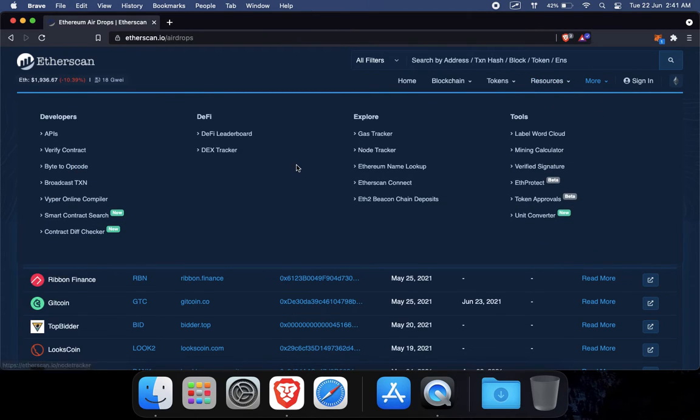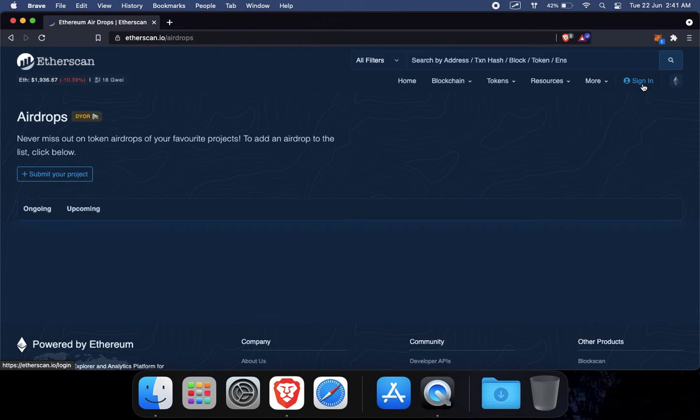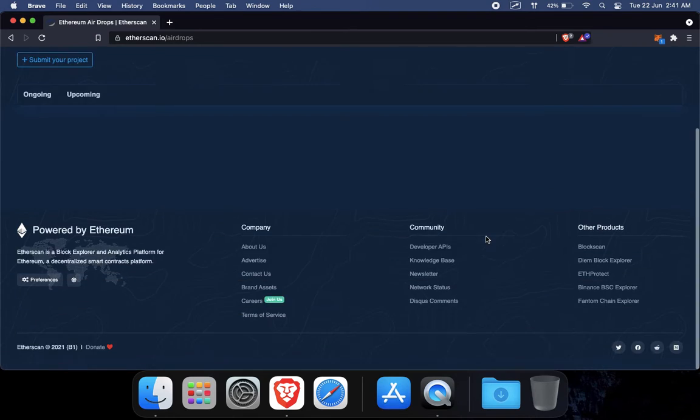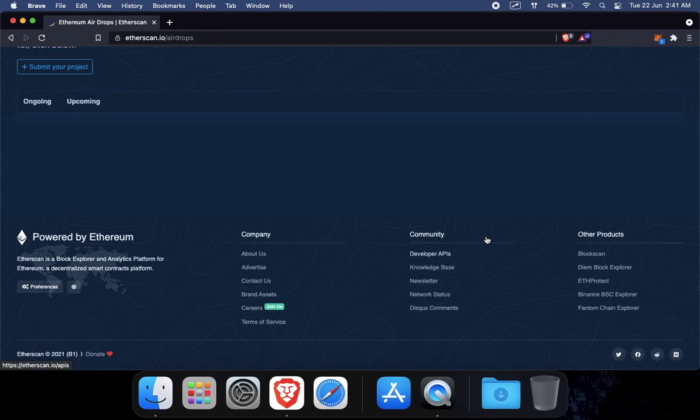More, okay, so there is a lot of stuff here. APIs for developers, DeFi, trackers, explore in detail, some more tools coming up. So lots and lots of stuff. You can also create an account and sign in. I have not yet done so. And that's pretty much it.